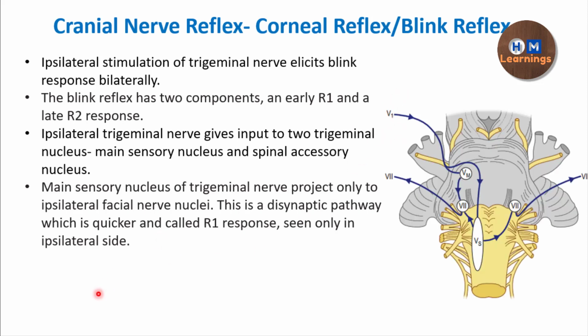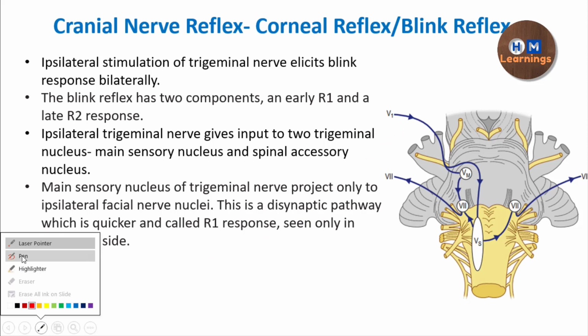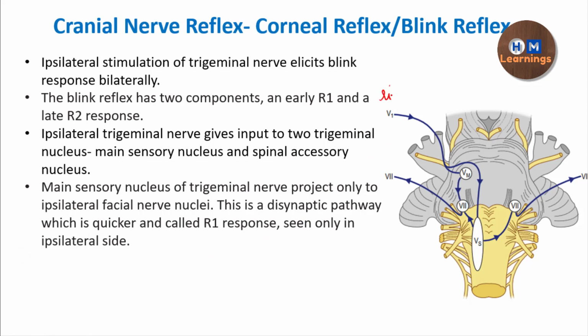Suppose we take this as the right eye. You have stimulated the right eye, and this V1 projection starts from the receptors present on the right eye. Then V1 goes to two nuclei here. This is the main sensory nucleus of the trigeminal nerve. Some of the projections go here, and some go to the spinal nucleus, which is also a trigeminal nucleus. So some fibers go here and some go here.